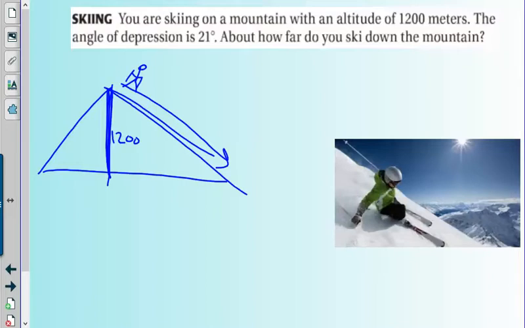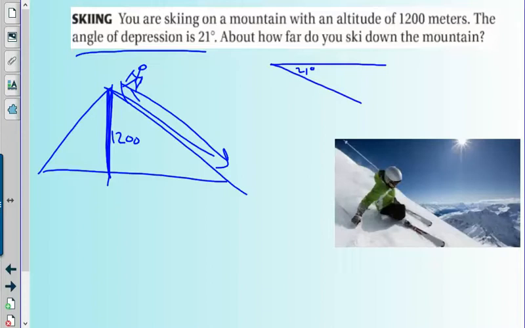Yay, we're skiing, it's fun. I got skis on, it's great. Okay, that's our skier guy. And the angle of depression is 21 degrees. Okay, so angle of depression, we've talked about that before. That would mean that's a 21 degree angle there.